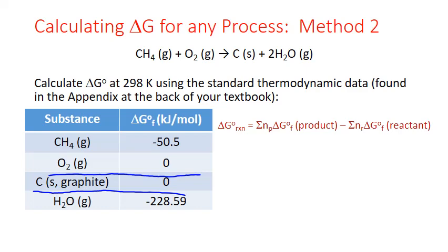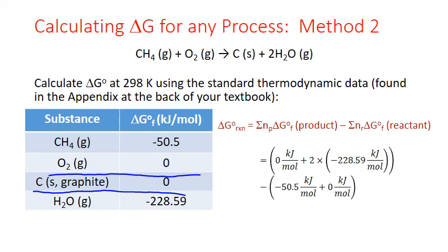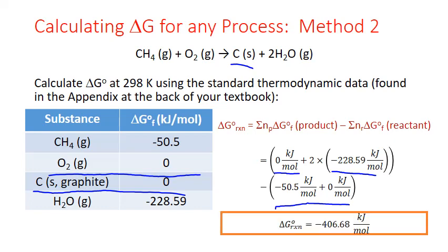So we substitute these into our equation, and we have 0 for the Gibbs free energy of carbon as graphite, our first product, plus 2 times the Gibbs free energy of formation of our water, gaseous water, as our second product. And we subtract from this the sum of our reactants. So we have 1 methane at negative 50.5 kilojoules per mole for its Gibbs free energy of formation, and 0 for the oxygen Gibbs free energy of formation. We plug this into our calculator and we get a value of negative 406.68 kilojoules per mole for this process.